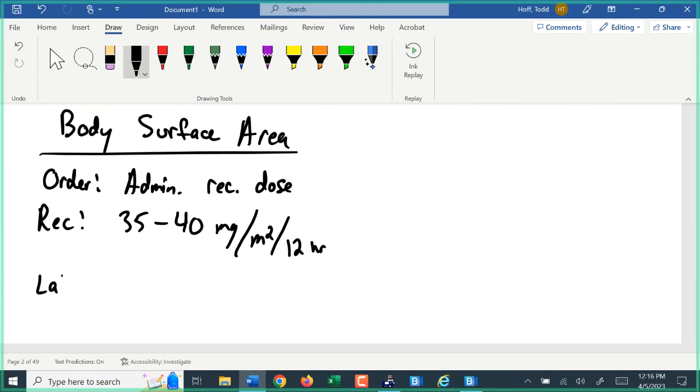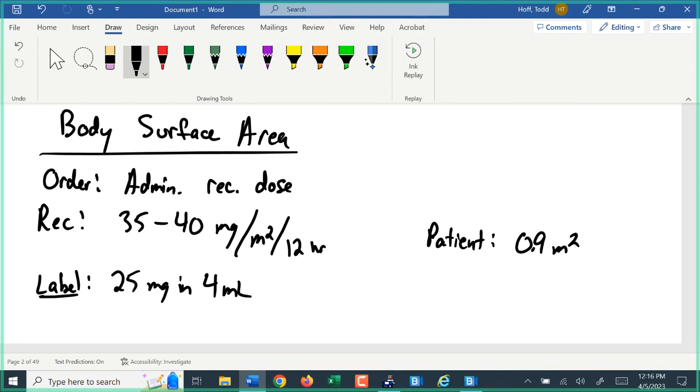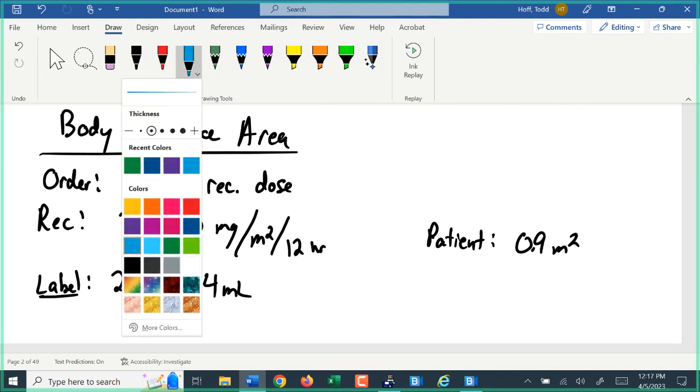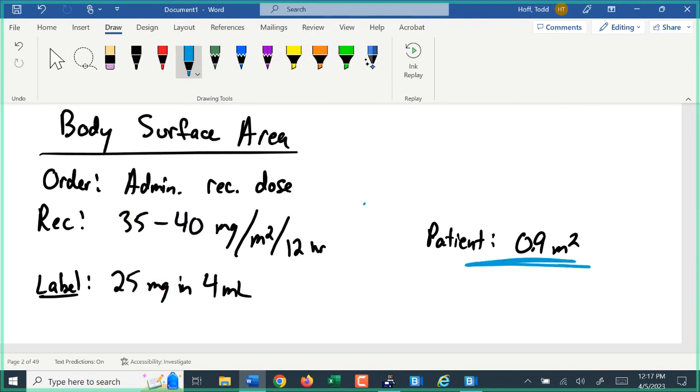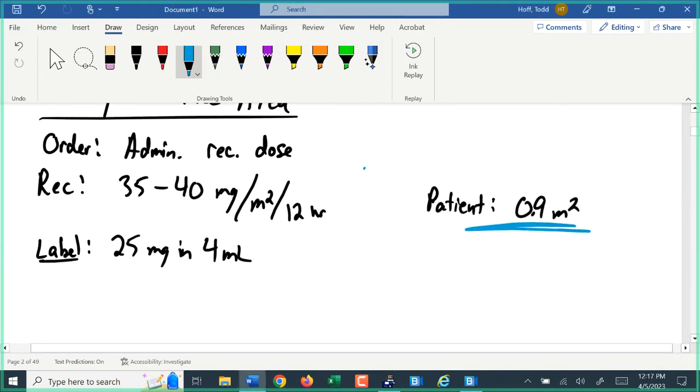We'll look at the label of the bottle. And this medication is constituted. That's 25 milligrams in every 4 milliliters of fluid. And we have a patient. Now again, we're not giving their body weight, we're giving their body surface area of 0.9 meters squared. Next week, we'll look more about how you get that body surface area. Obviously, most patients will know their weight, and you can find it really quickly by throwing them on a scale if they don't know it. Not too many people know their body surface area. So we'll start with the 0.9 meters squared for now.